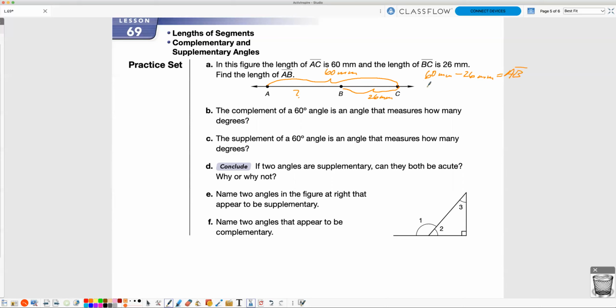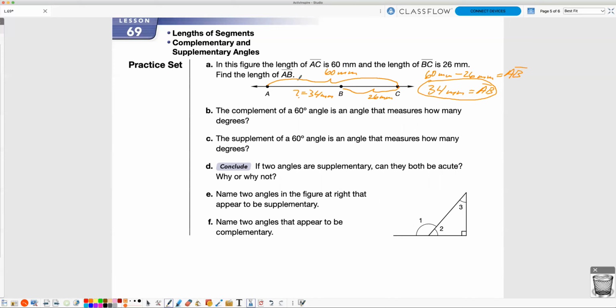All right, so in segment AB, if it was 30, it would be 30, but it's going to be 4 more than 30 away. So it's 34 millimeters equals segment AB. And I could check my answer by simply taking 34 plus 26, and it should add up to 60. 30 plus 20 is 50. 4 plus 6 is 10.